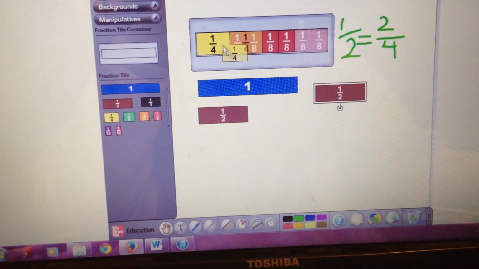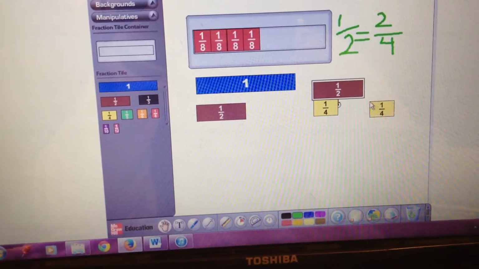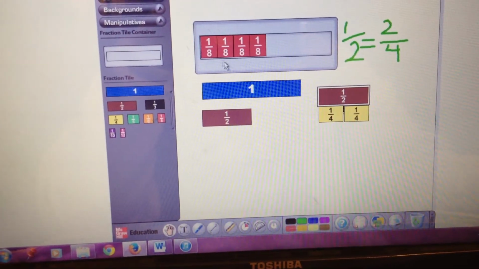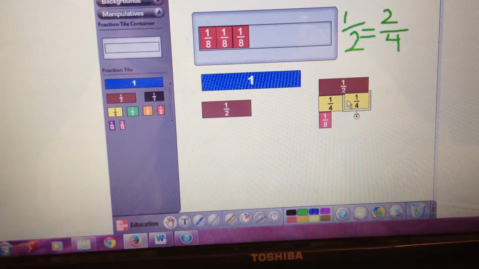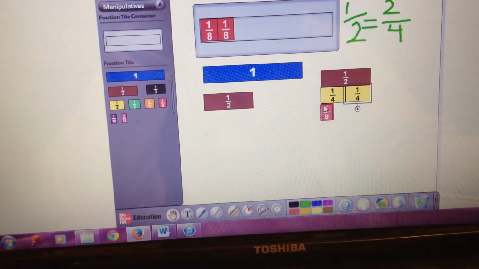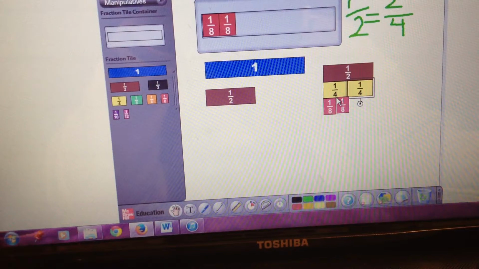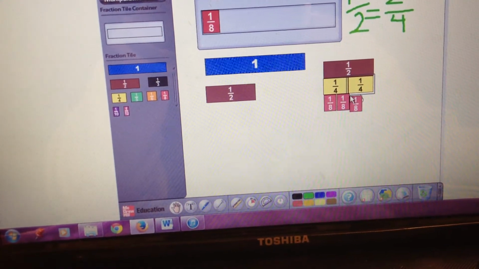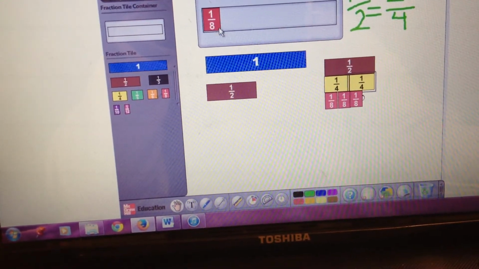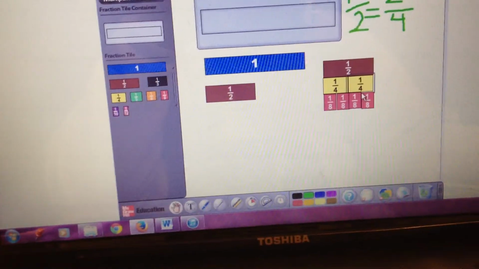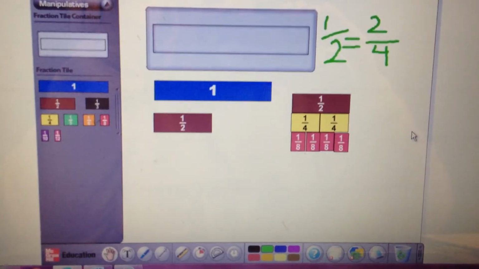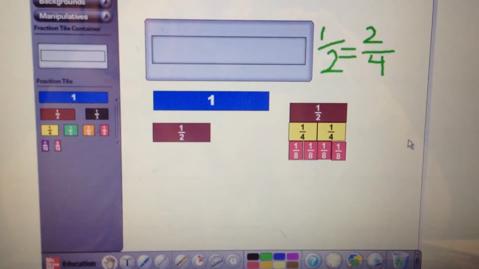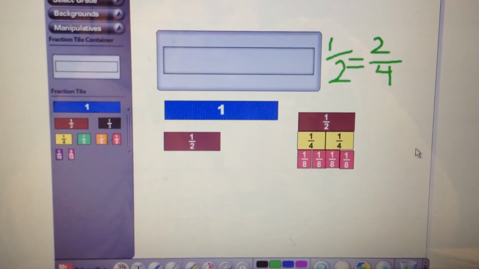So I can line these up over here. I'm not lining them up very well. There we go. And as you can see, when you line them all up like that, you can see that they all equal the same amount. So they are equivalent fractions. 1/2, 2/4, 4/8, those are all equivalent fractions.